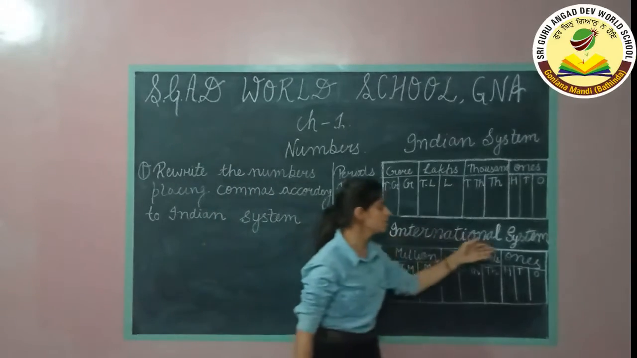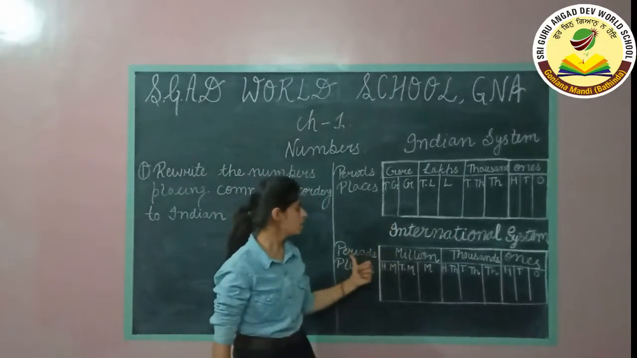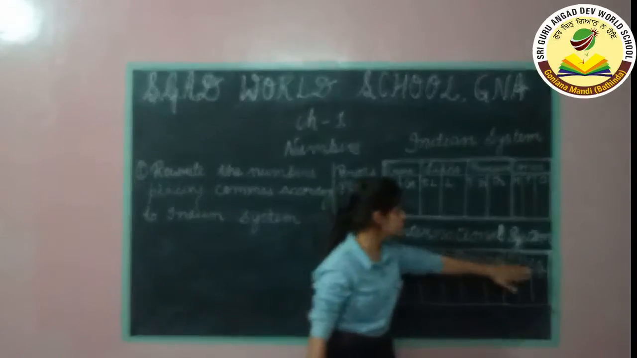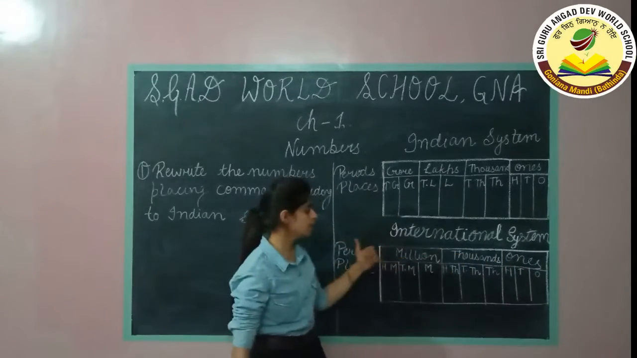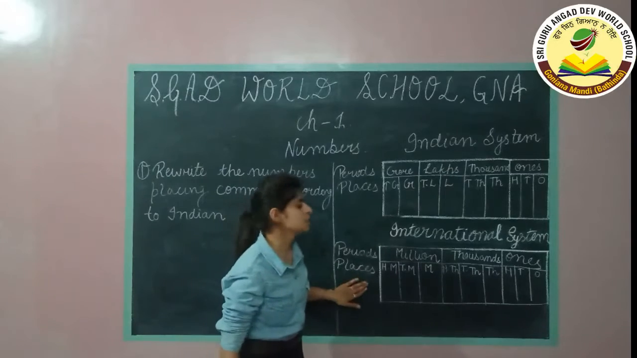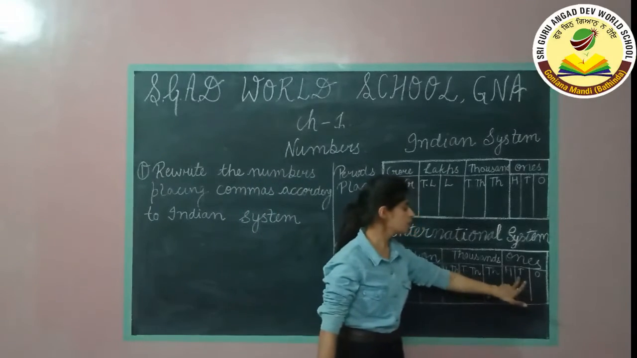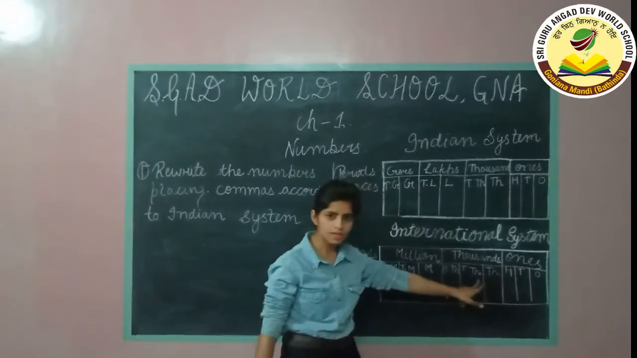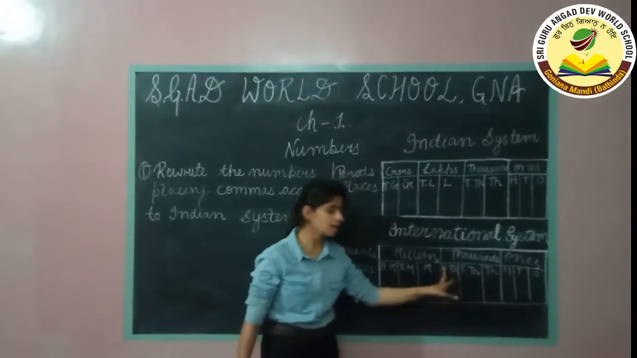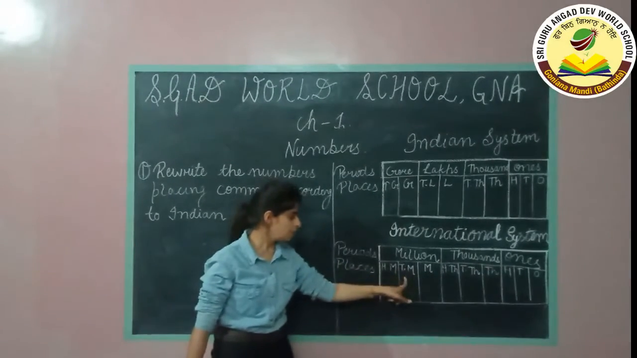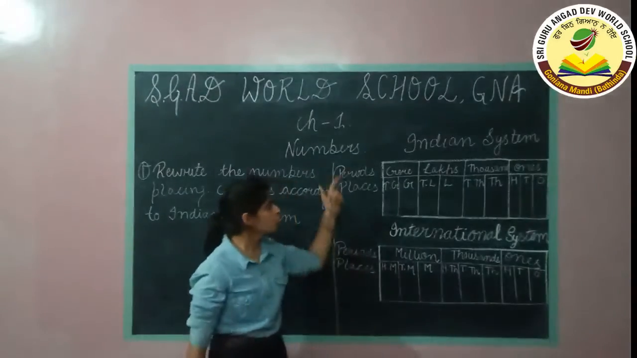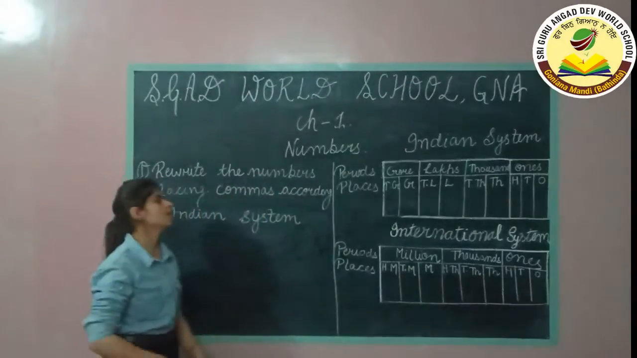Similarly, in the international system there are different periods: ones, thousand, million and so on. And in this, the places are ones, tens, hundred, thousand, 10,000, 100,000, million, 10 million and 100 million. According to this system, we place the commas.